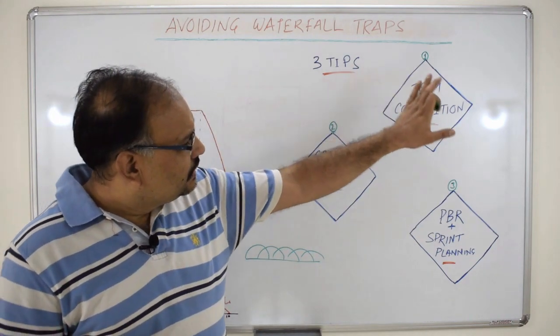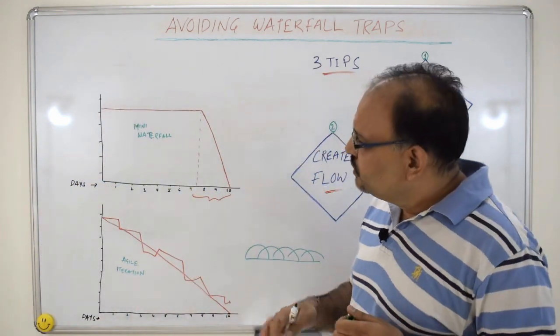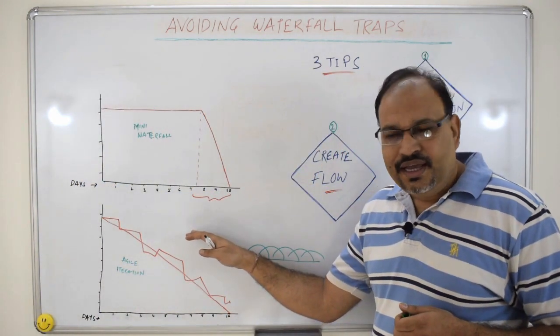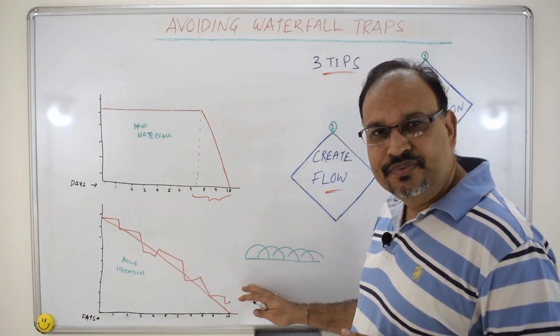So these are 3 simple tips which can certainly align you to the Agile way of working. And you can see this kind of Burndown chart definitely coming on your board.